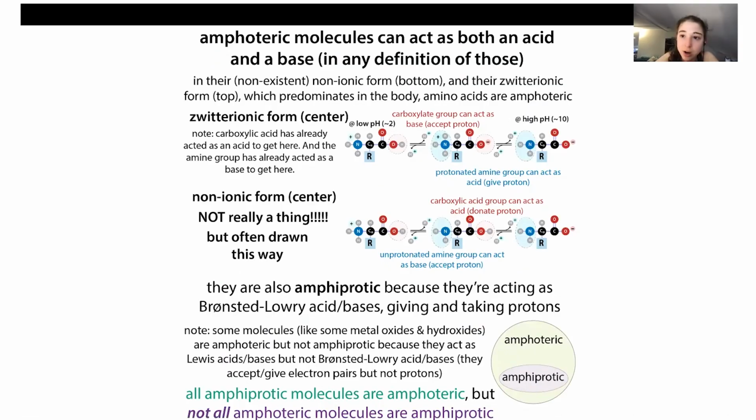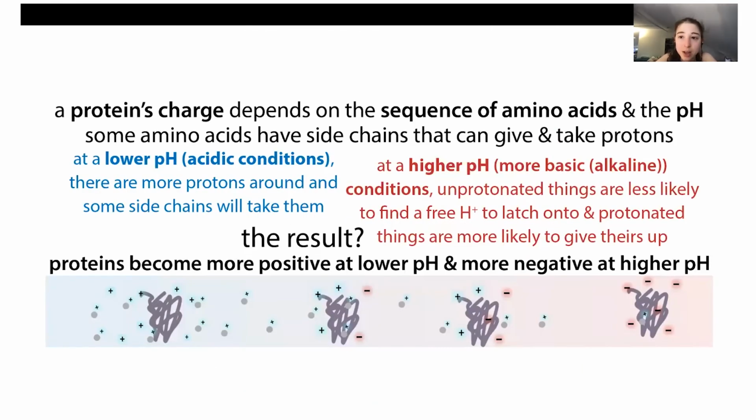isoelectric focusing. We call amphoteric molecules ampholytes. And someplace you might see this is with isoelectric focusing. Proteins, as we talked about, are going to have different combinations of amino acids, and so they'll have different isoelectric points. You can use this to separate proteins based on their isoelectric points if you travel them through a pH gradient.